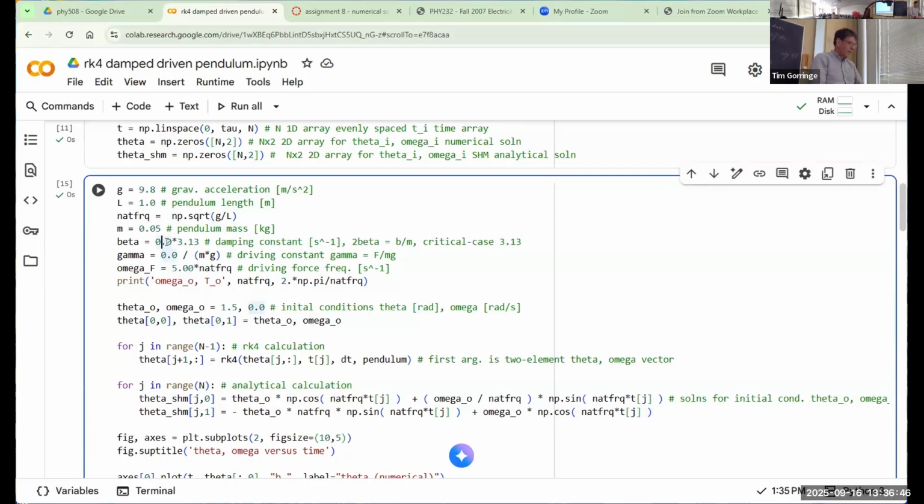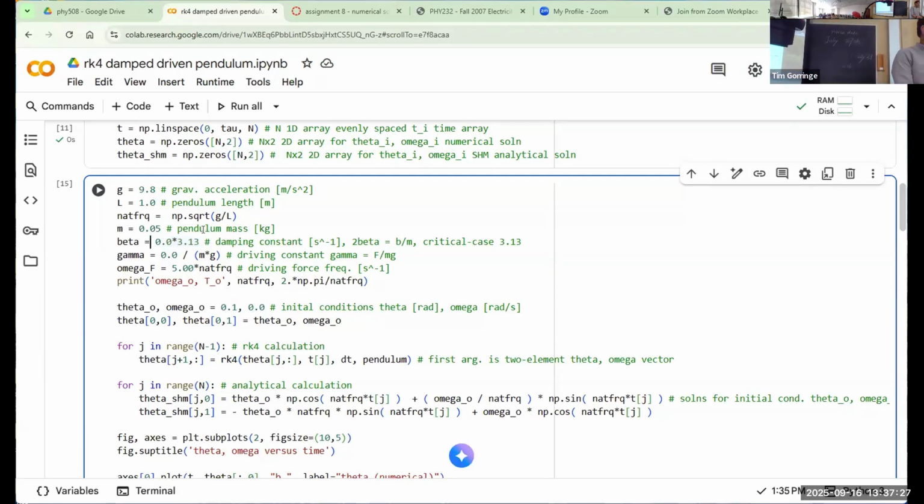Let's switch on damping. So I'm going to go back to 0.1 here, and we'll switch on damping. Now I wrote the damping this way, using beta. Critical damping will be when beta equals omega naught. Now omega naught is 3.13, the square root of g over L. And so I'm going to define my beta as a multiple of that natural frequency.